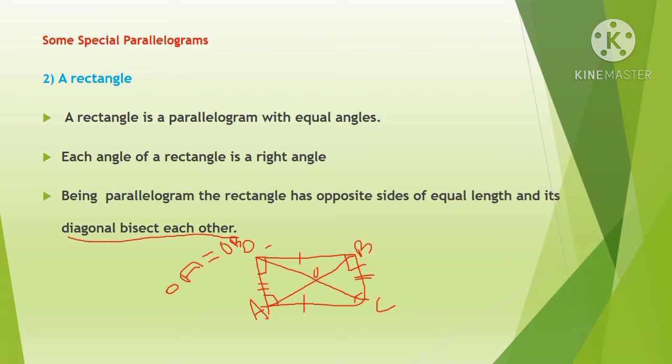Understood? Now can you find the difference between bisect each other and perpendicular bisector? Okay, now let's see the rectangle.